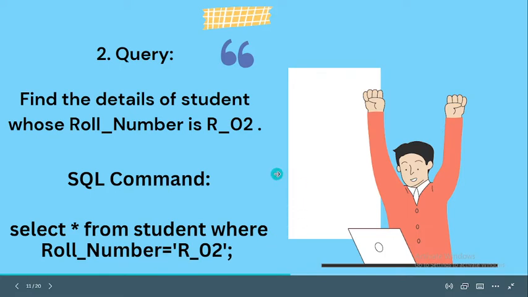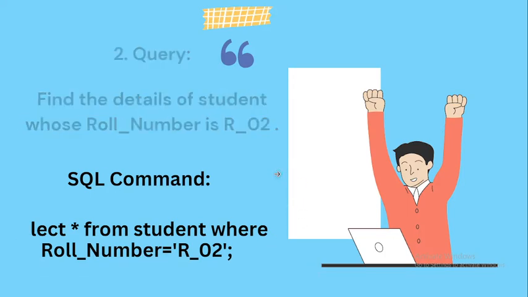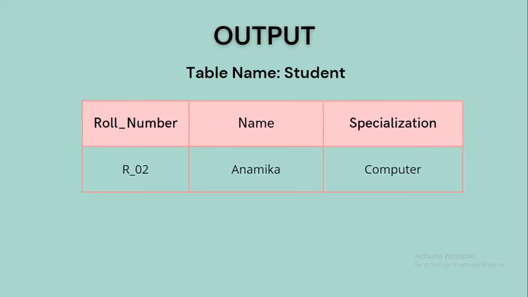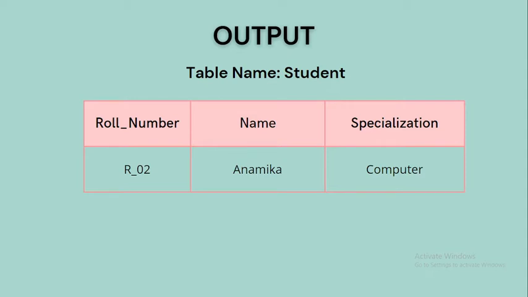So once you write this particular command and execute it, you will get the output like this. Your output will be again a table. Here all columns, meaning all 3 columns, will be available, but instead of having 3 records, now the condition is matching where the roll number is r underscore 02, only that particular record is coming as output.